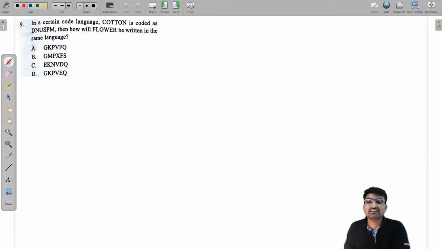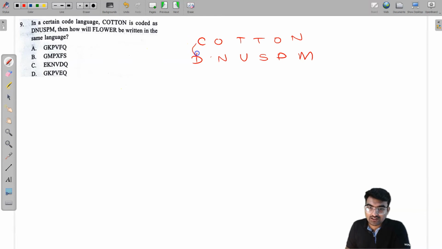Okay, in a certain code language, cotton is coded as, okay, that's not a word, it's DNUSPM. Then how will flower be written in the same language? Okay, see, the next word is TLMNO. This is O and this is minus 1. TU plus 1, TS minus 1, OP plus 1, and NM minus 1, right. So we got the pattern.